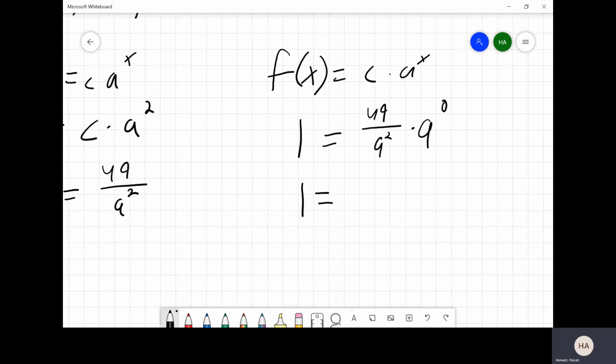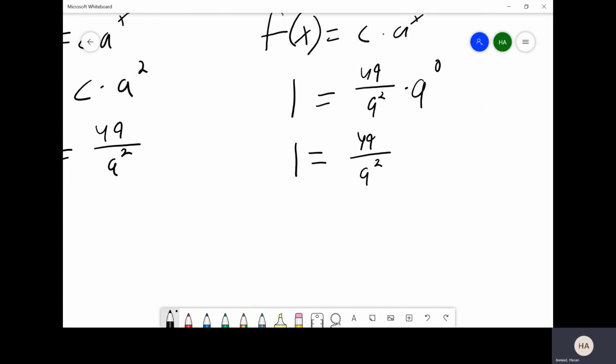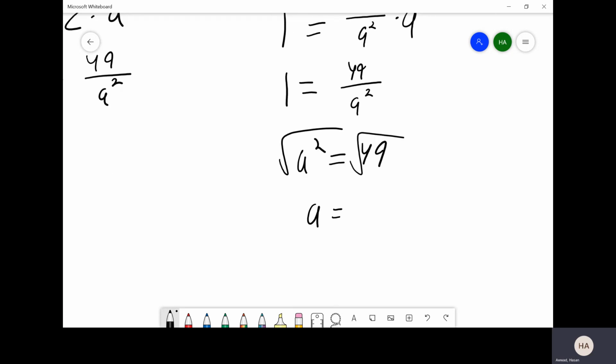Well, this becomes 1 is equal to 49 over a squared times 1, which we can just get rid of. Now I'm going to multiply both sides by a squared. So I have a squared is equal to 49. And now we can finally get an answer for a. To get an answer for a, we take the square root of both sides, and we get a is equal to plus or minus 7 once again. And once again, we know that we're just talking about a is equal to positive 7 here.